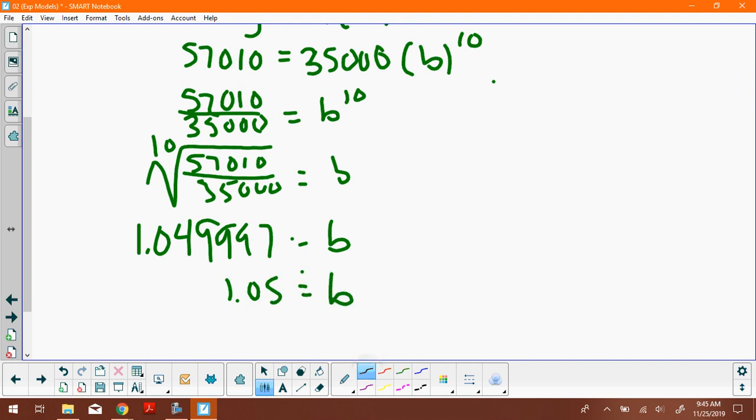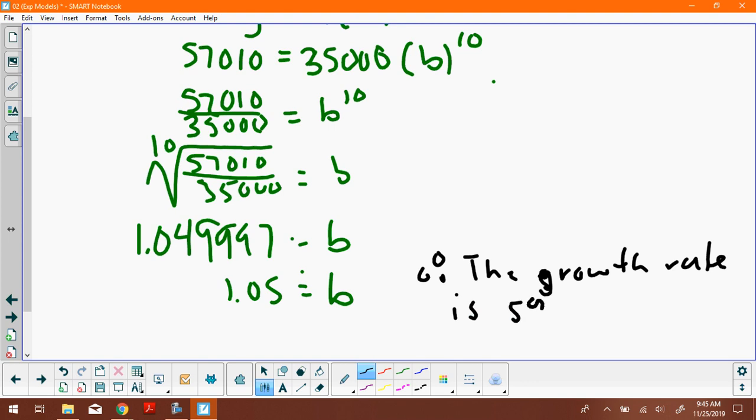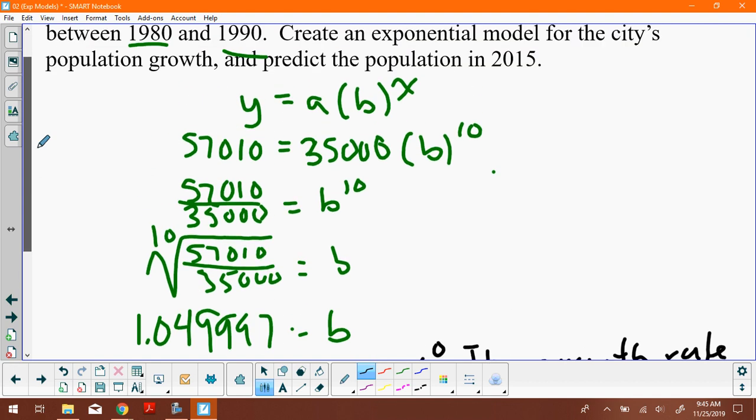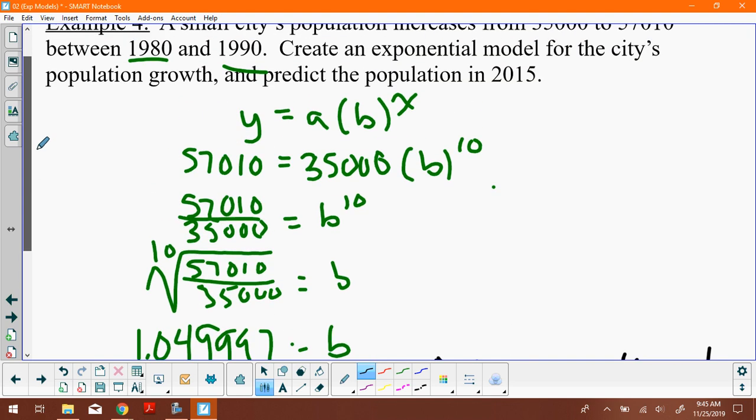Okay, so this is a little side note here. Therefore, the growth rate is 5% per year, right? Because again, this part right here, that extra bit off the 1, that is my growth rate. So now that I have that, I can predict the population in 2015.